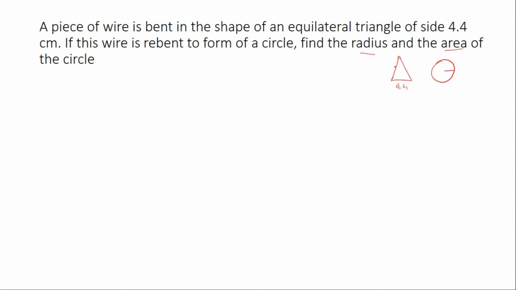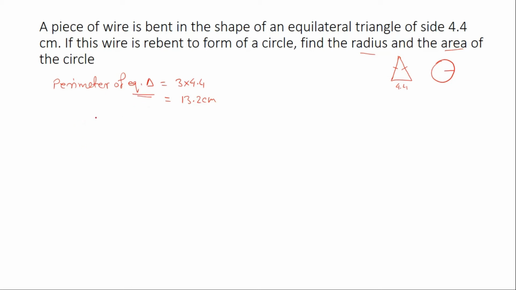As you know, in an equilateral triangle all the sides are of equal length. So first we will find the perimeter of the equilateral triangle. That means 3 into its side. The value of the side of the equilateral triangle is 4.4. So we will get 13.2 centimeter. It is the perimeter of the equilateral triangle.